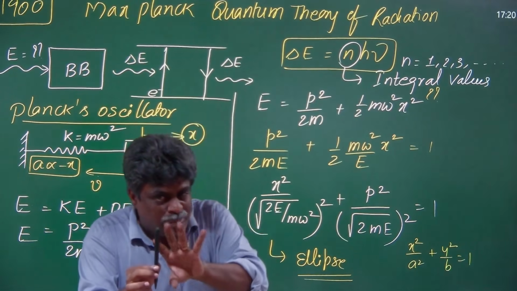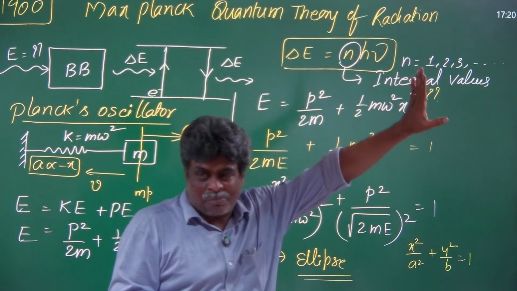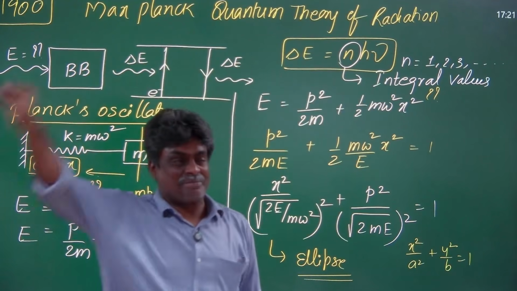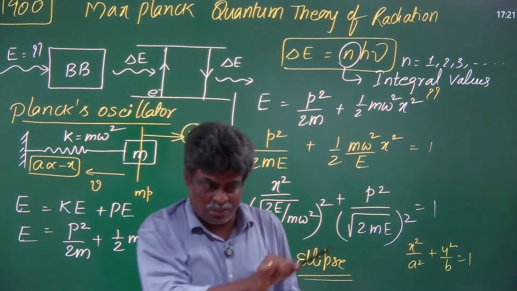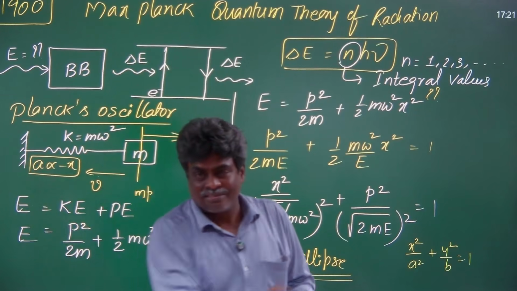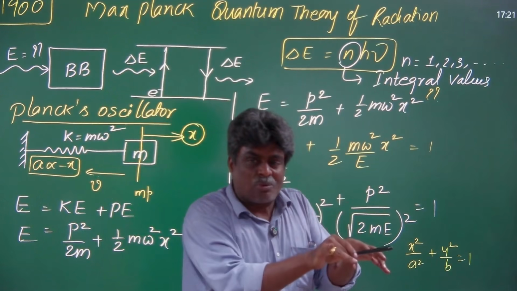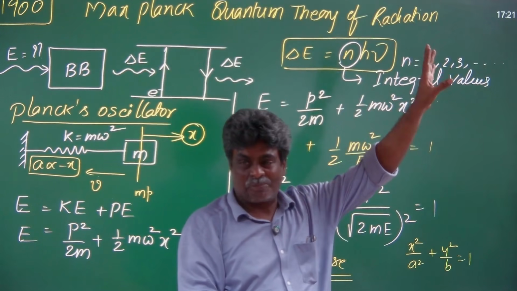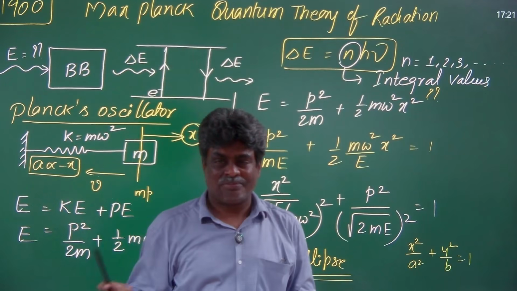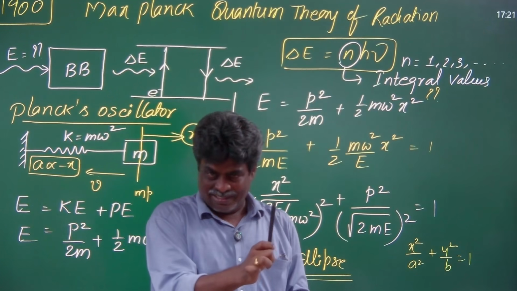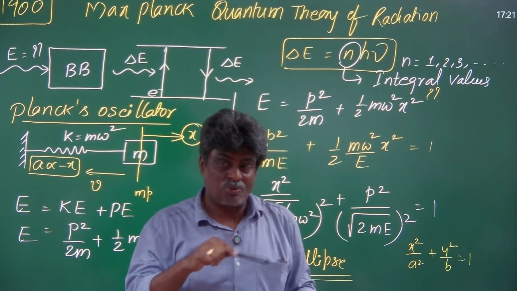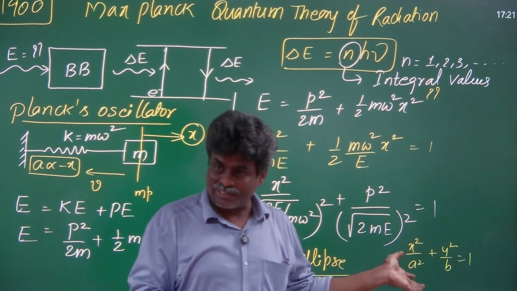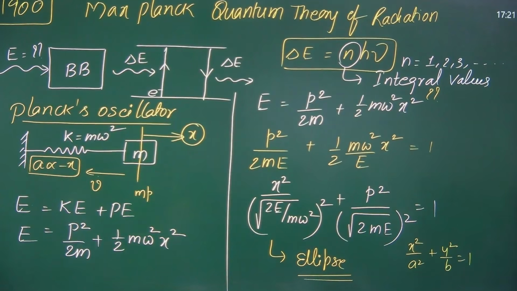If you represent this motion in phase space: in real space the oscillator is like this, the simple pendulum is like this, but in phase space it looks like an ellipse. So this motion in real space is replaced by an elliptical path. This was a CSIR question: what is the trajectory of a harmonic oscillator in phase space?